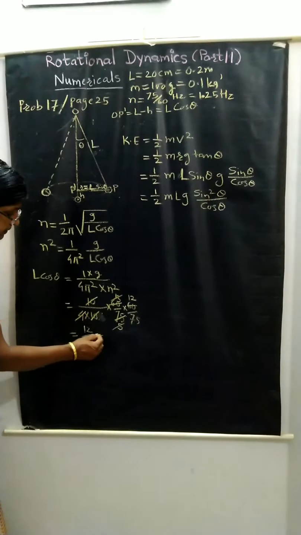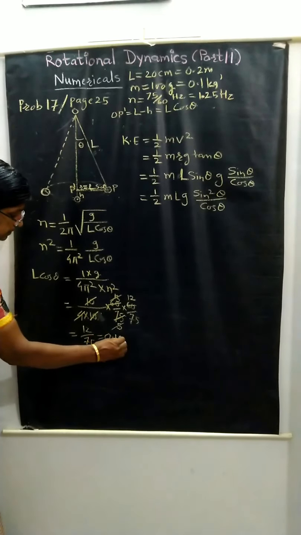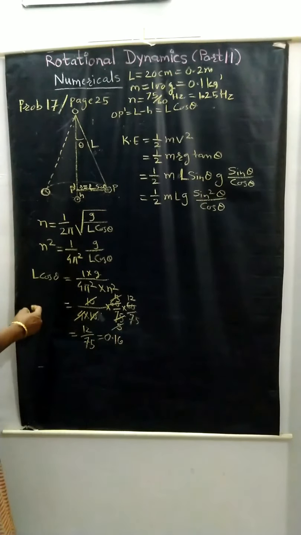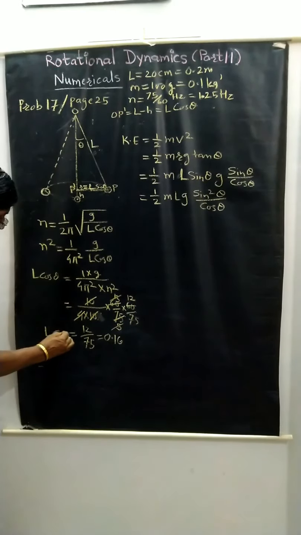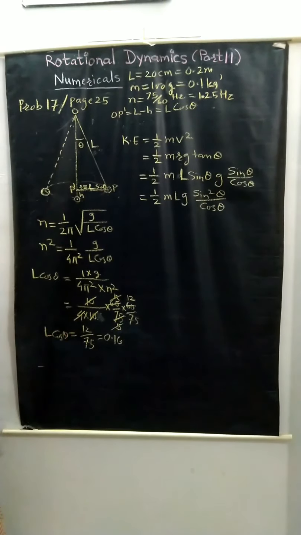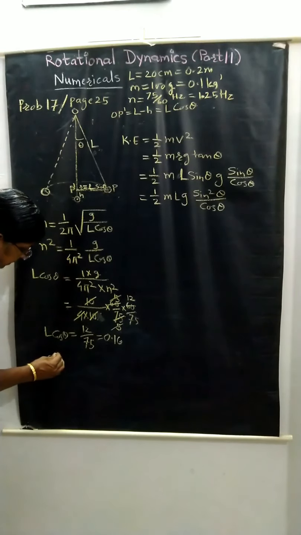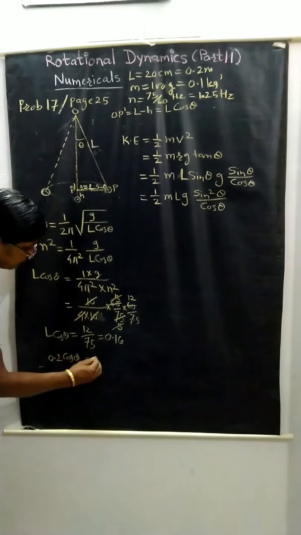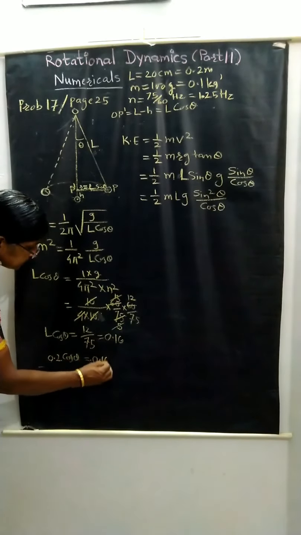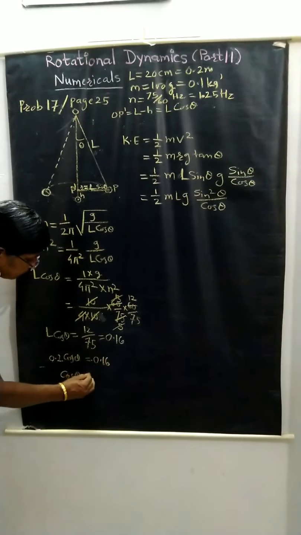So it gives us 0.16 is equal to L cos theta. Now L is given as 0.2 meter. So 0.2 into cos theta is equal to 0.16. So cos theta is equal to 0.8.